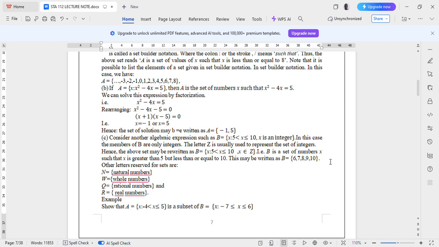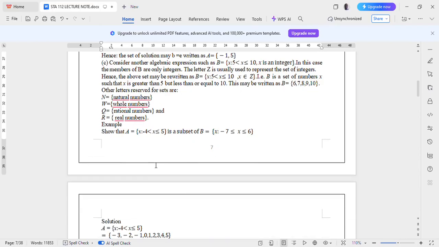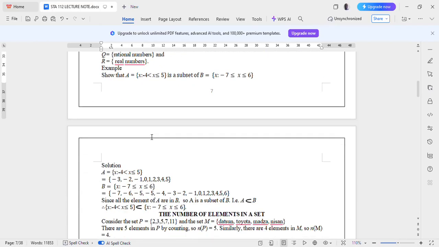So if you look at this, N is a natural number, W is a whole number, Q is a rational number, and R is a real number. This should have been done in your MTH 113 or 111, as the case may be. So look at this, show that A is what?